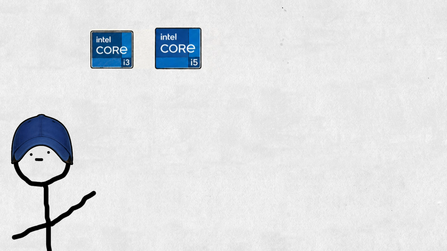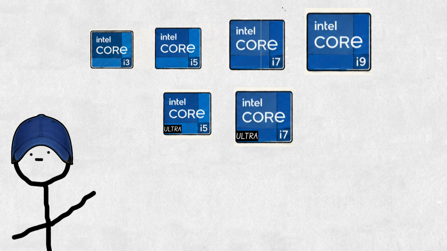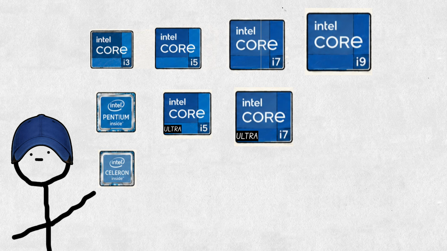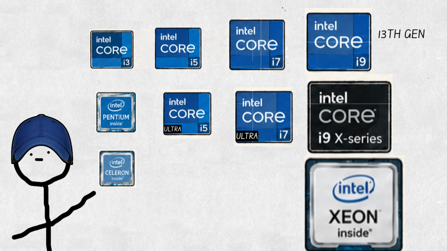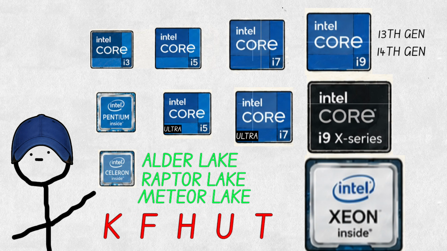Core i3, Core i5, Core i7, Core i9, Core Ultra 5, Core Ultra 7, Pentium, Celeron, Core X, Xeon, 13th Gen, 14th Gen, KF, H, U, Alder Lake, Raptor Lake, Meteor Lake.